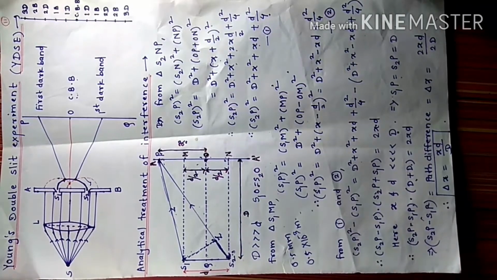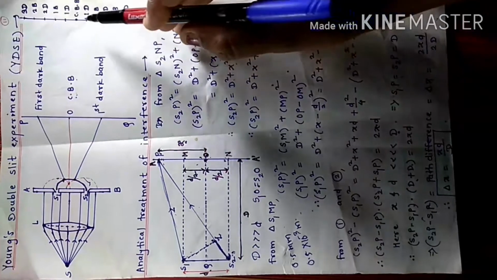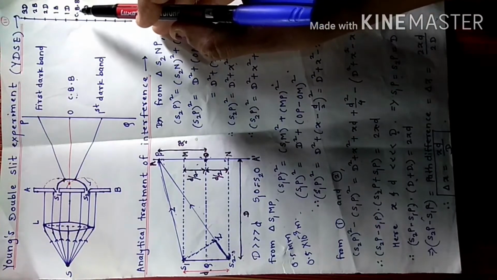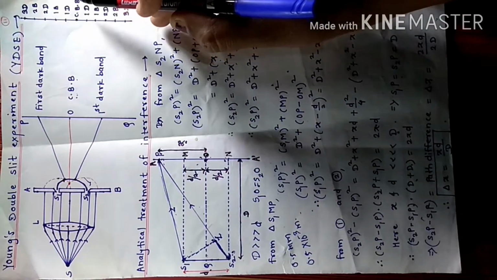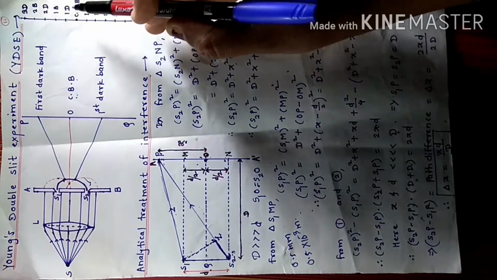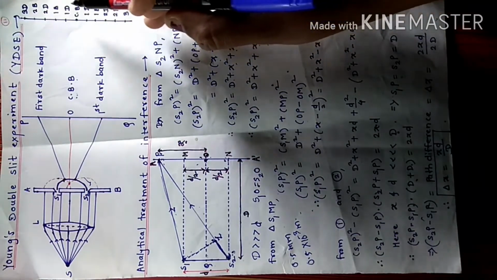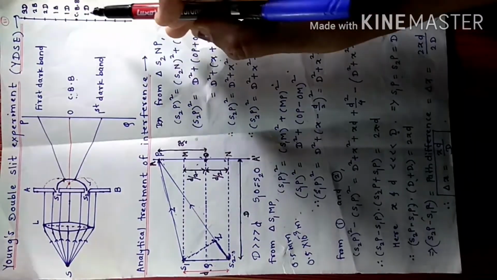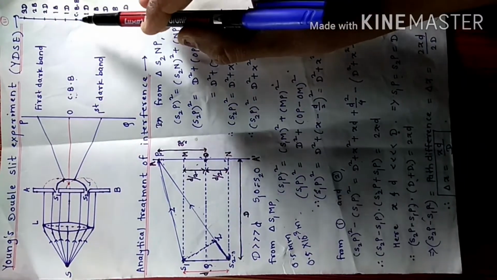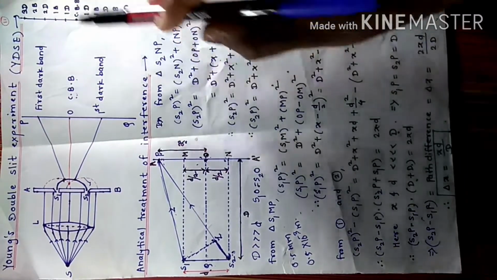Good morning. In the 10th lecture, we have studied Young's double slit experiment and the interference pattern. We know that in an interference pattern, at the center there is a central bright fringe or central bright band, abbreviated as CBB, and alternate dark and bright fringes are equally spaced about the central bright band.